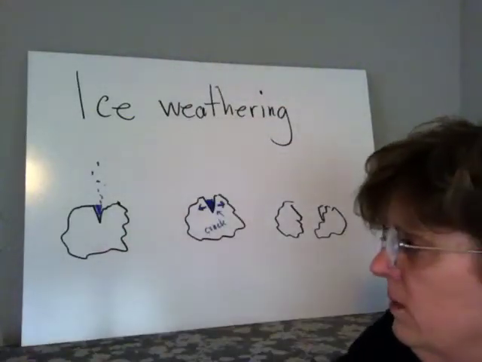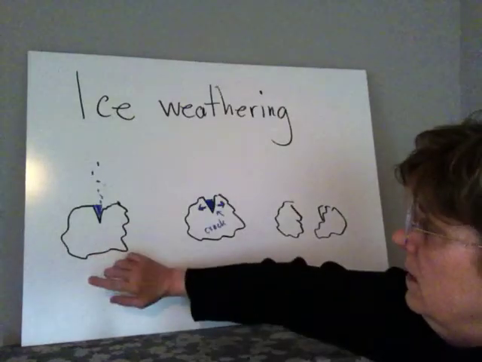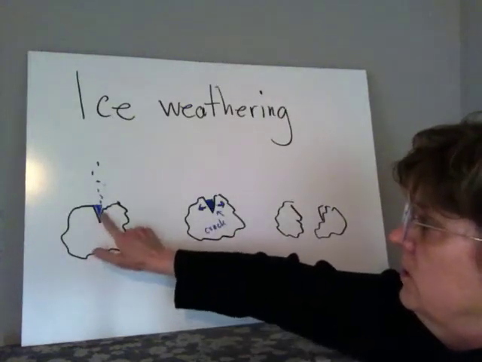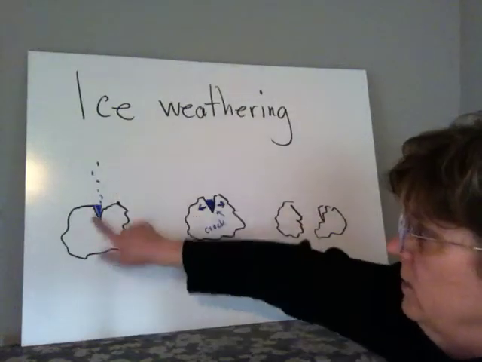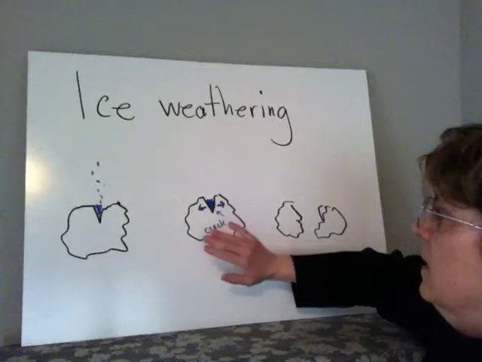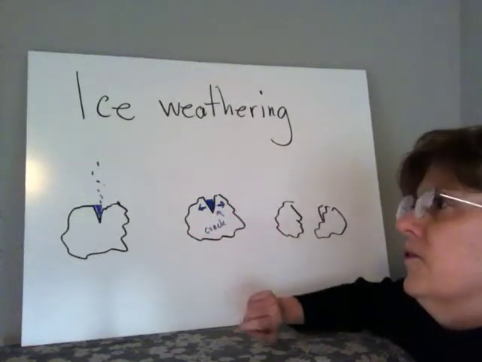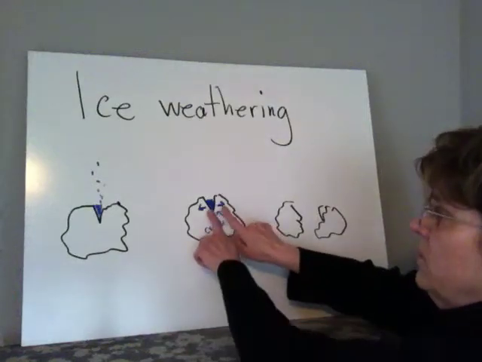We have ice weathering, which is one of the processes of weathering. So we have a rock here, it just has a natural indentation in it where water collects. It might have rained and we have a little bit of liquid water here. So we have some freezing that occurs. It's gone below 32 degrees Fahrenheit. This water freezes, and freezing water expands. That's why I have these two arrows here.